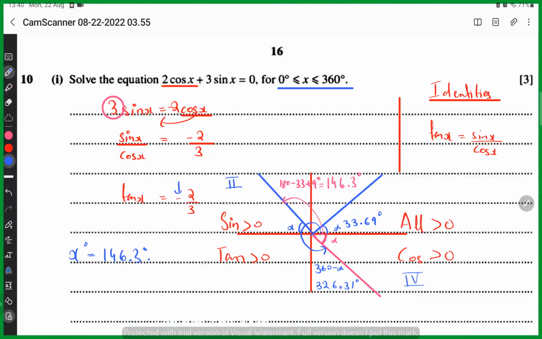146.3 degrees, and it is 326.3 degrees. Also, both the answers are lying in the range, so both would be considered correct.